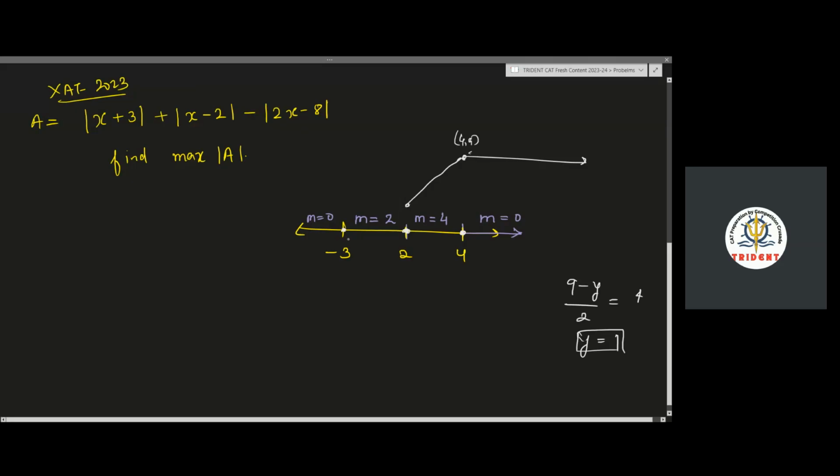Now I want to precisely calculate where exactly this point is. So this is going to be very simple. It will be 1 minus y by 5, because 2 minus -3 is 5, equals 2. This comes out to be 10. 10 minus 1 is 9. y comes out to be -9.